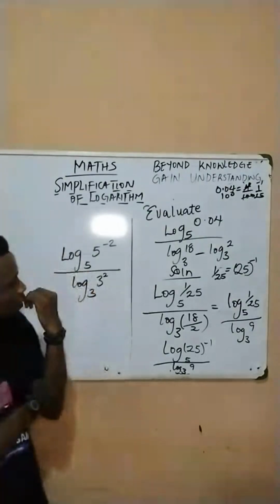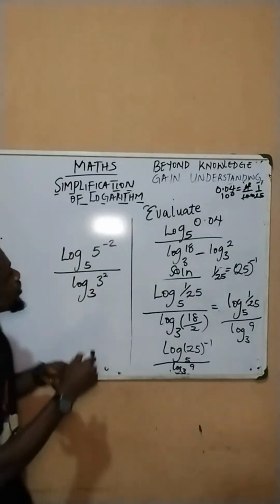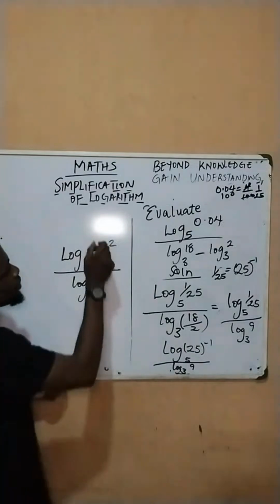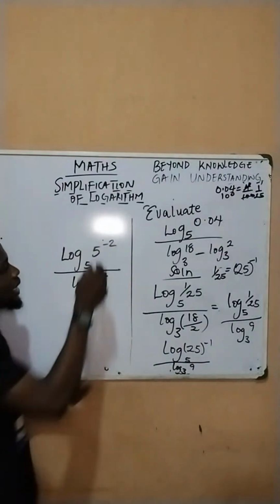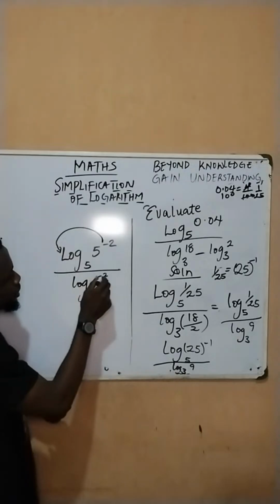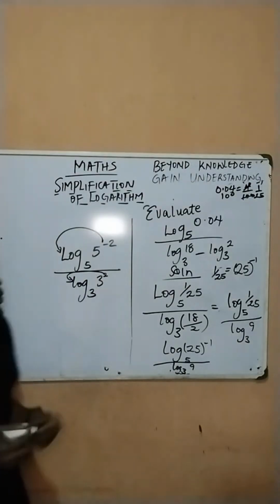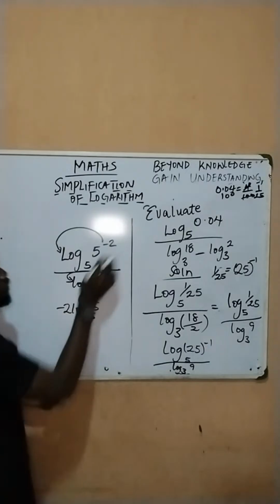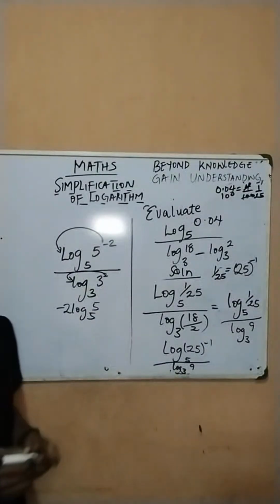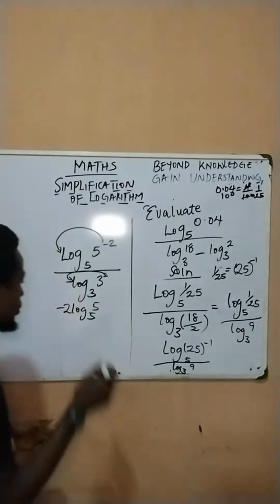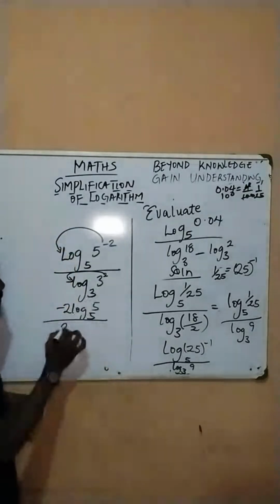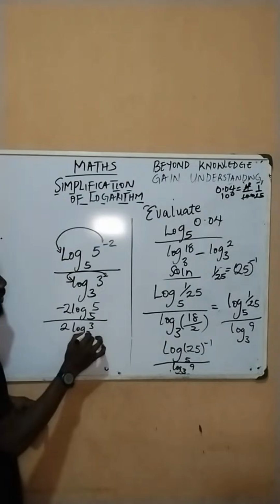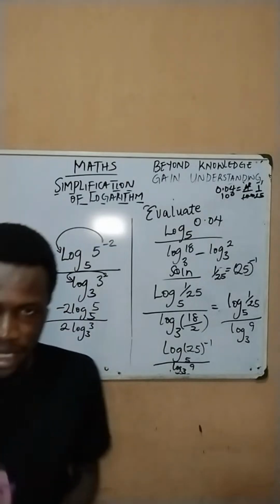So at this point, what are we going to do? According to the laws of logarithm, if the log has a power, it can become the coefficient of the log. So this now becomes negative 2 log 5 base 5. We push the power to become the coefficient of the log. Same thing here: this becomes 2 log 3 base 3. This is what we have.